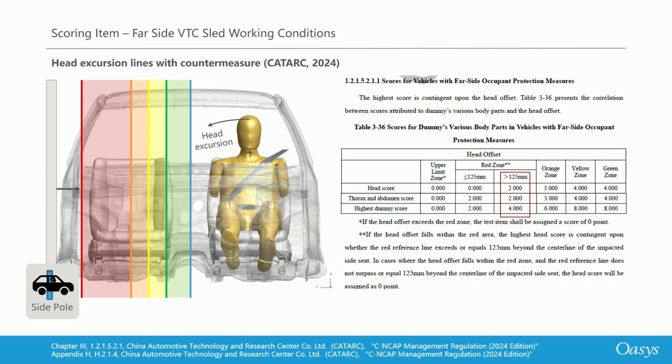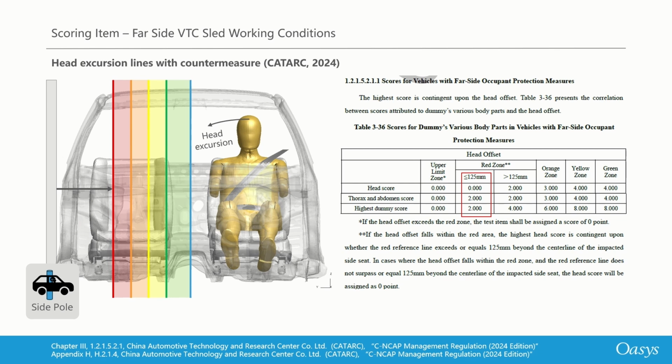The maximum possible score that can be achieved is conditional on the amount of head excursion and also on whether the vehicle has airbag protection measures or not. The table shown on the right, table 3-36, is showing the scoring for different levels of head excursion based on a vehicle which does have airbag protection, and you can see that there's a different tolerance based on if the red zone is greater than 125 millimeters from the orange line or if it's less than 125 millimeters from the orange line.